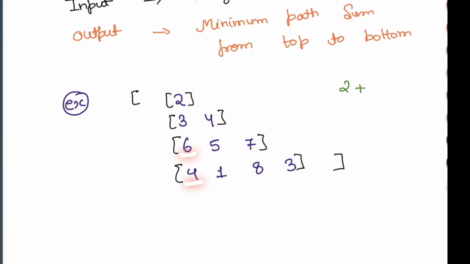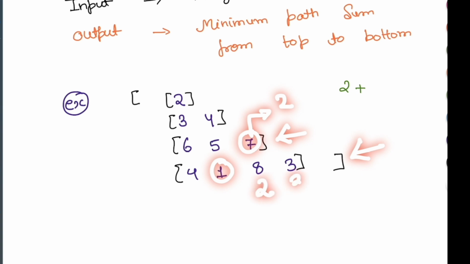From 6 I can go to 4 and 1. If I am at 5 I can go to 1 and 8. If I am at 7 I can go to 8 and 3. Basically I can go to the same index in the next row or the next index in the next row. If I am at 7 I cannot go to 1. 7 is at index number 2 in this row, so in the next row I can go to index number 2 or index number 3. I cannot go to index number 1 or index number 0.